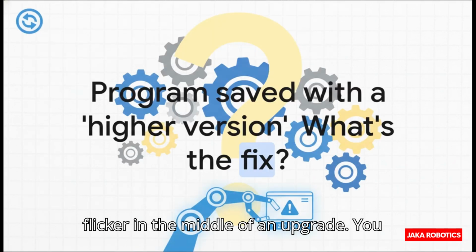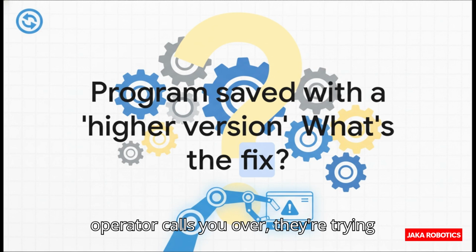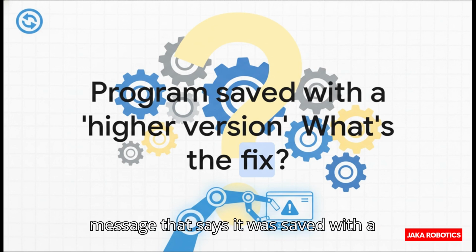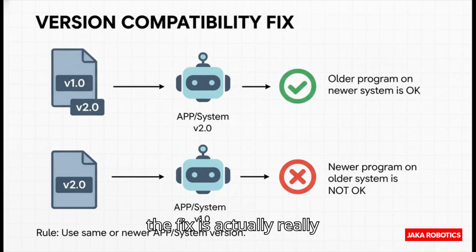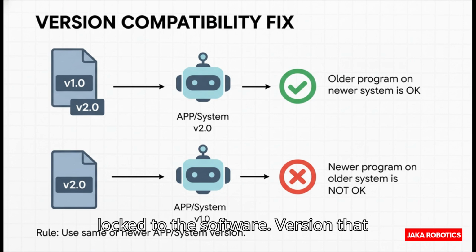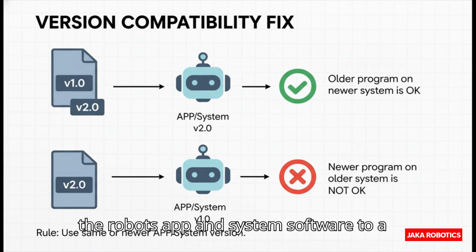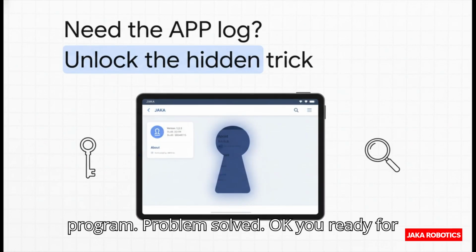Oh, you are definitely going to see this one. An operator calls you over. They're trying to load a program, and they get an error message that says it was saved with a higher version. So what's the fix? Well, the fix is actually really straightforward. The program file is locked to the software version that created it. All you have to do is upgrade the robot's APP and system software to a version that's either the same as or newer than the one that saved that program. Problem solved.